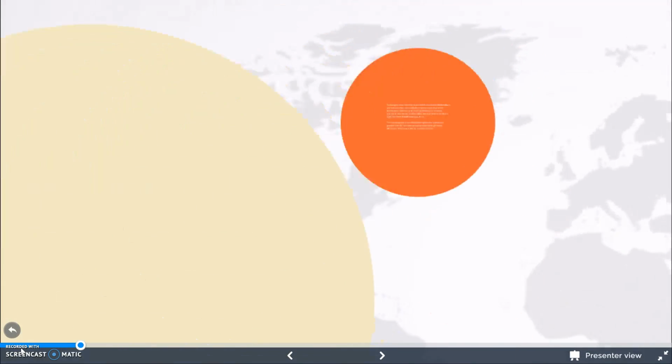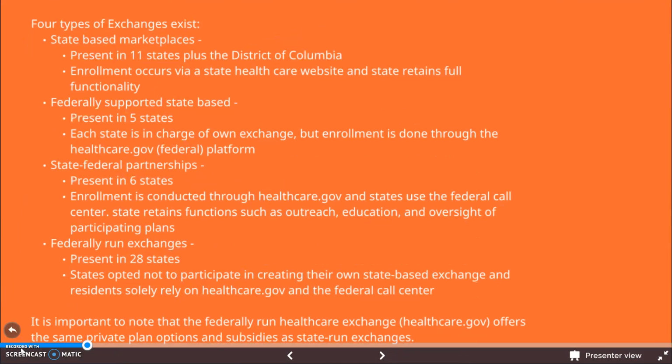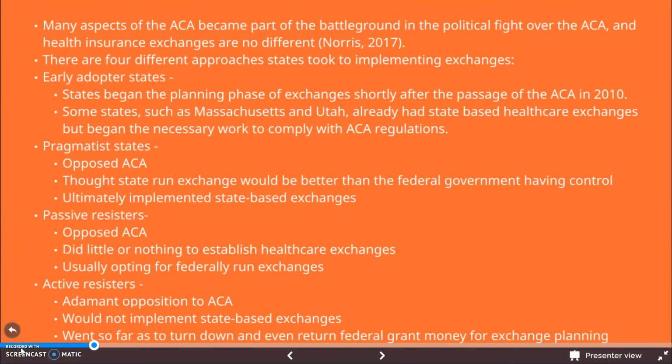The exchanges. Within the ACA, there are four types of exchanges. You have the state-based marketplaces, which is present in 11 states, federally supported state-based exchanges, which is present in 5 states, state-federal partnerships, which is present in 6 states, and federally run exchanges, which is present in 28 states. And this is the highest exchange of all of them. It's important to note that the federally run healthcare exchange offers the same private plan options and subsidies as state-run exchanges. Implementing these exchanges came with people in states that were for it and those who were against it.